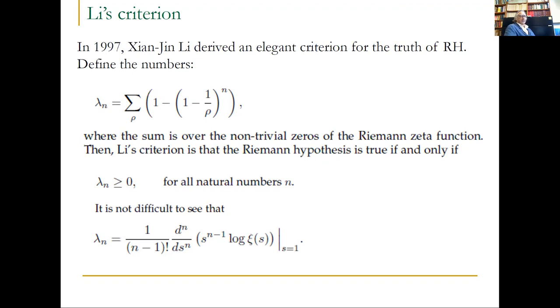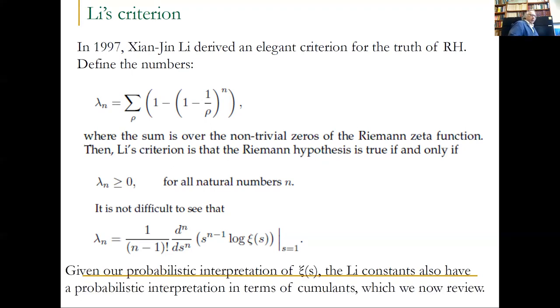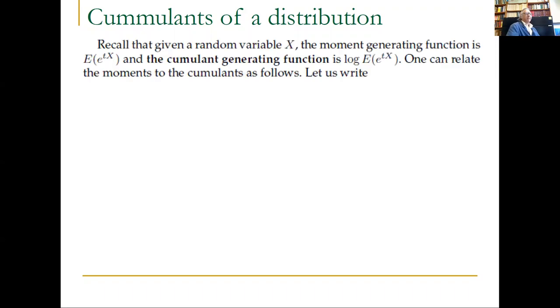Now, given our probabilistic interpretation of xi of s as the expected value of the random variable y to the s, the Li constants now also have a probabilistic interpretation in terms of cumulants, which we now review. So let me give you a quick crash course on what cumulants of a probability distribution are.